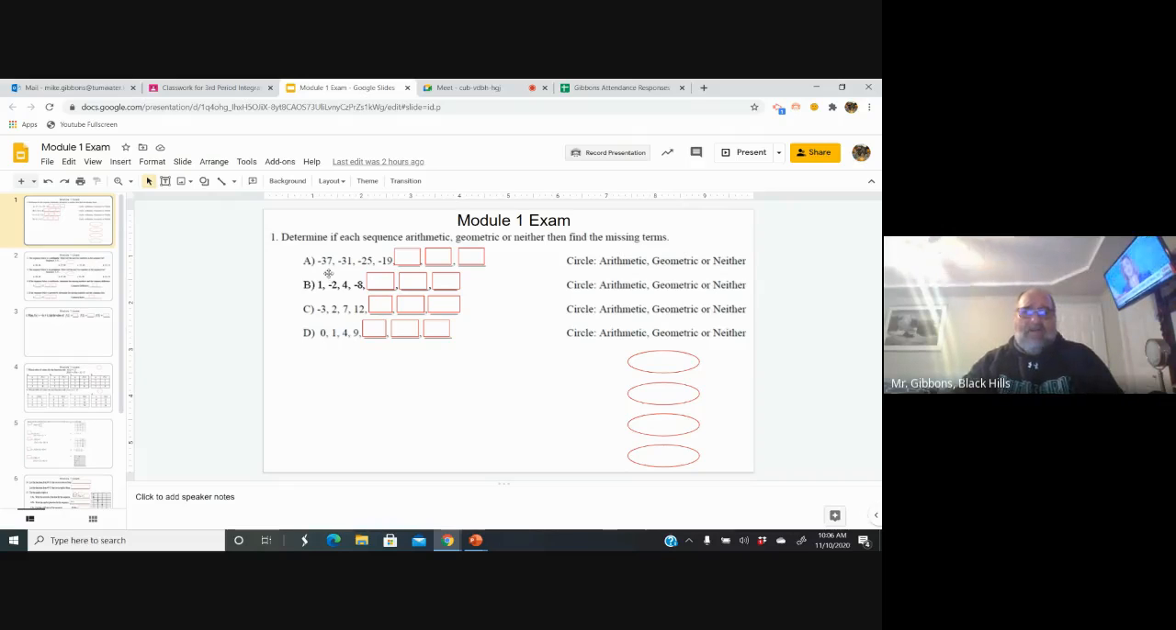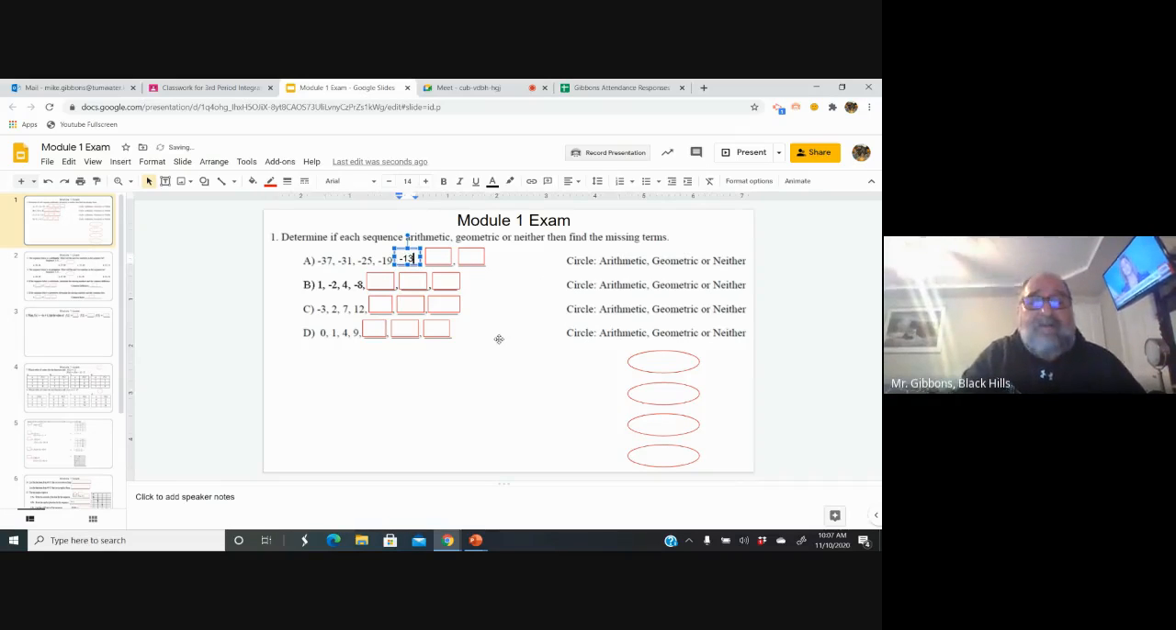I'm going to look at A right here: -37, then -31, then -25, and then -19. Can you all clearly see that we're subtracting 6 every time? So what you do is just keep subtracting 6. So -19 minus 6 would be what? -13. And so I click that box and I put -13. Then subtract 6 from that, and you're at what?